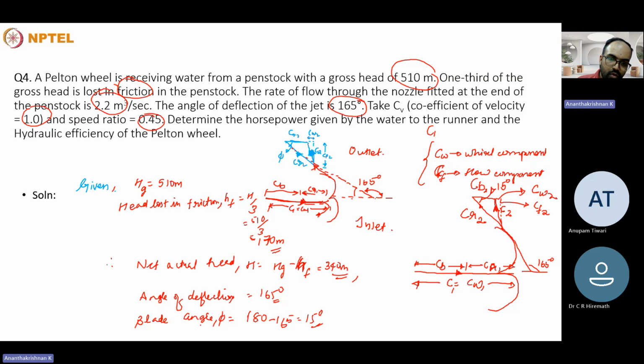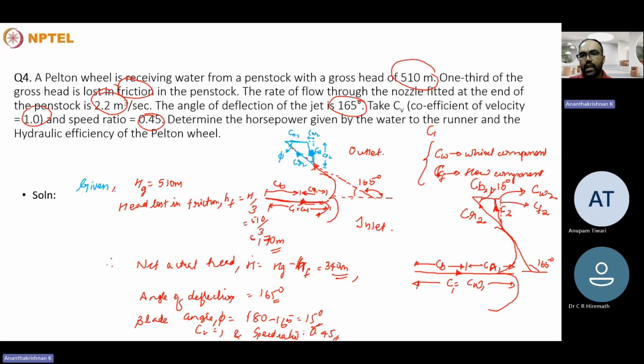And then the coefficient of velocity CV is 1 and the speed ratio is 0.45. So I'll discuss this as and when we require it while solving the problems. What are these two components and where exactly are they used?